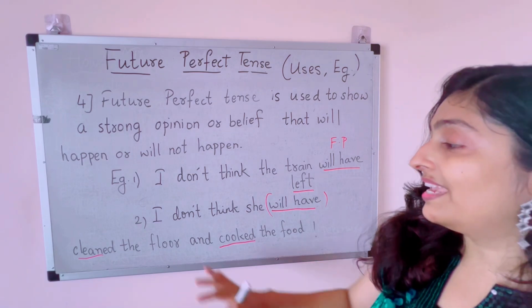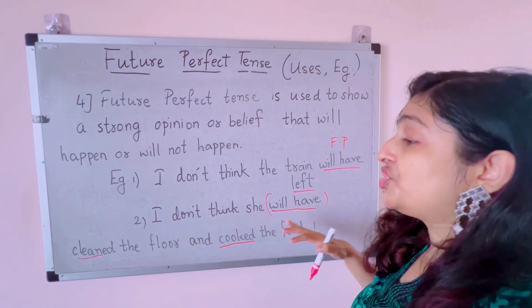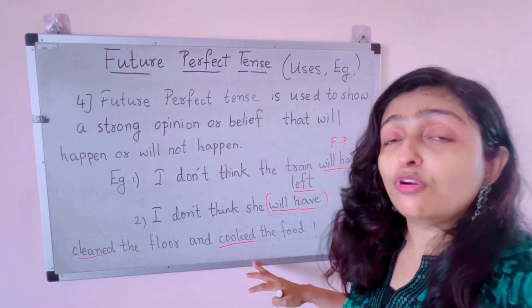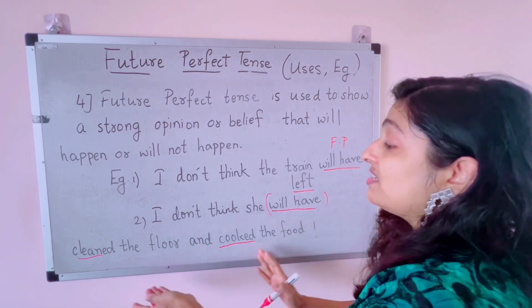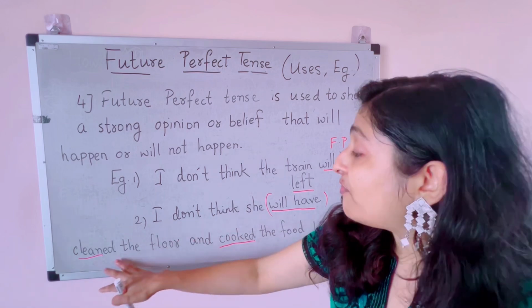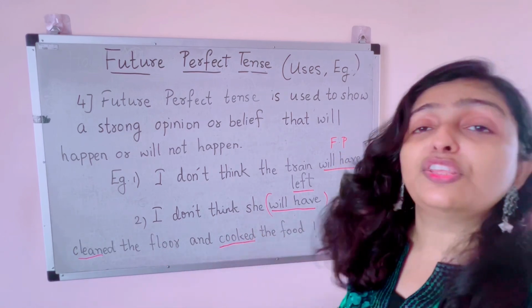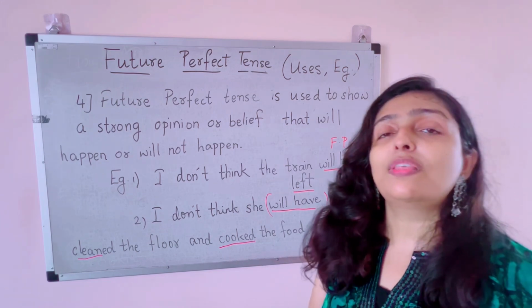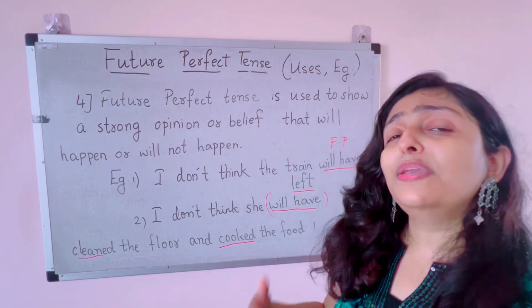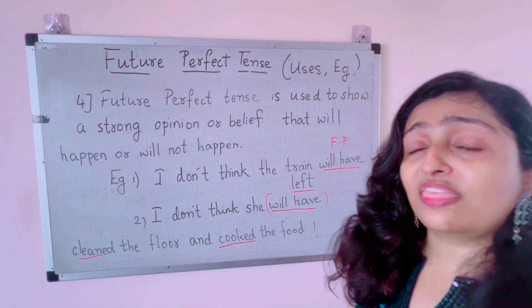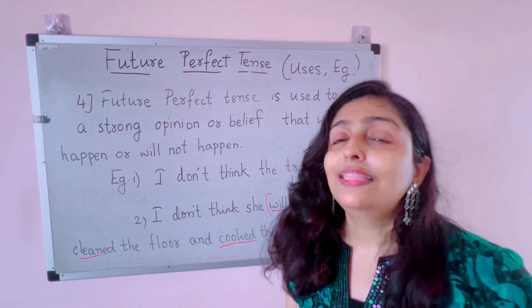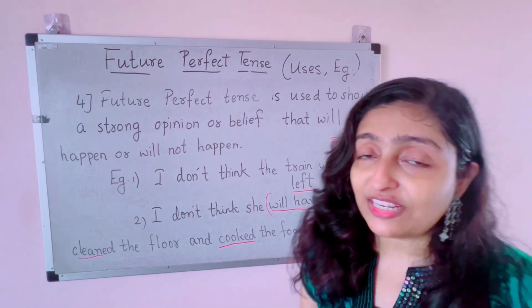Moving on to the second example. I don't think she will have cleaned the floor and she will have cooked the food. Both mean the same. She will have cooked and she will have cleaned the floor is in future perfect tense. So whenever there is a conviction, belief or an opinion that will happen or will not happen in the future, then you can use future perfect tense.